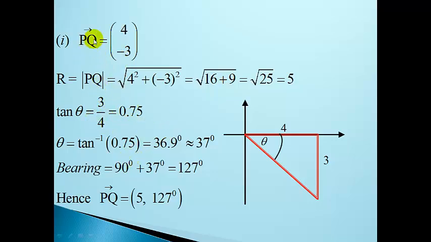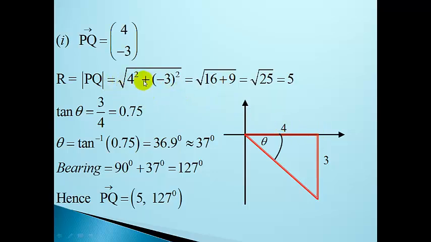Now, we consider vector PQ. Vector PQ has been given to be (4, -3). 4 is the x coordinate, so we have 4 on the x, and -3 is the y coordinate, so we have -3. Take note that the sign will only take you to the quadrant, but when we are calculating for the angle, we ignore the sign. So we have the -3 on the negative y axis, and that is the 3, because we don't consider the sign when we are calculating for the angle.